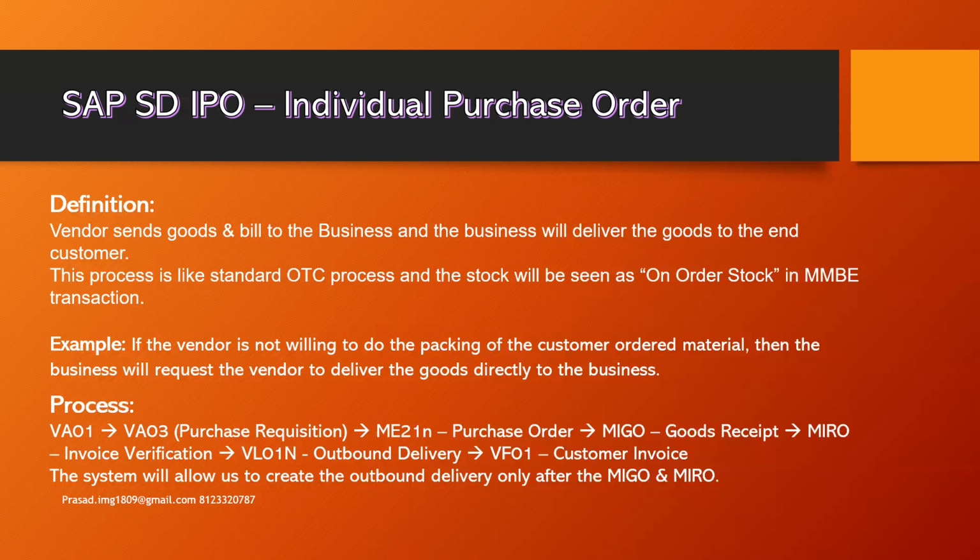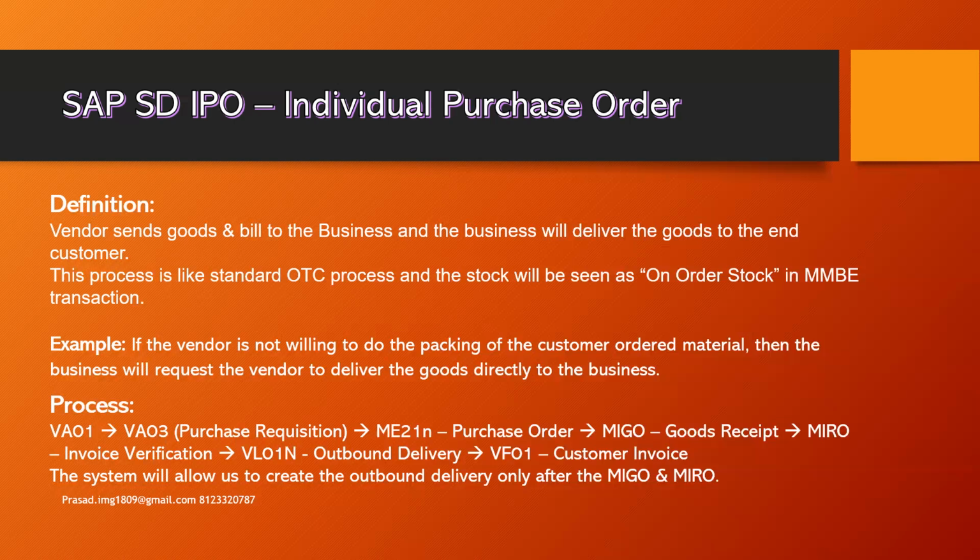Here the process is, first we create the sales order. With reference to the sales order, the system will automatically generate the purchase requisition in the backend. With reference to the purchase requisition, we create the purchase order using the transaction code ME21N. Then we have to do the goods receipt, which means we are receiving the stocks, so we do the goods receipt with respect to the purchase order.